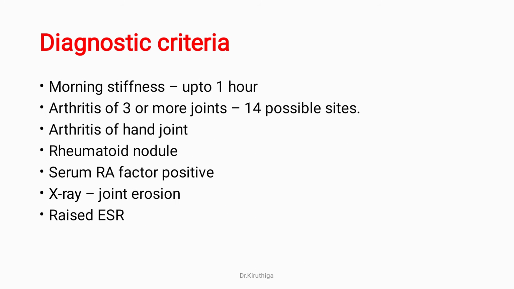There will be bilateral symmetric inflammatory polyarthritis, with 3 or more joints affected. And there will be involvement of both small and large joints, in both upper limb and lower limb. Presence of rheumatoid nodule and RA factor is another diagnostic criterion. Morning stiffness of more than 1 hour is diagnostic of RA, and increased levels of ESR, demonstration of joint deformities and erosion in X-ray, all these contribute to the diagnosis of rheumatoid arthritis.